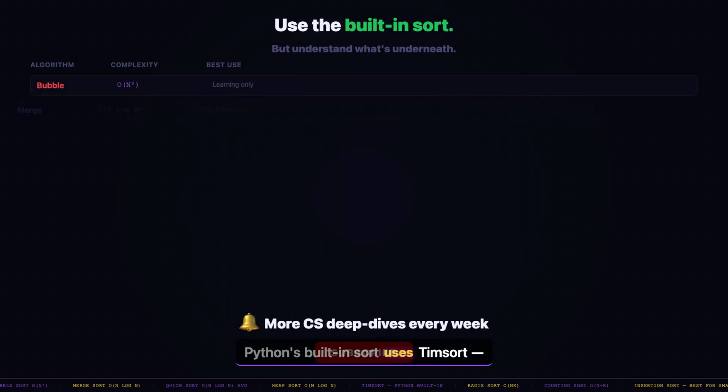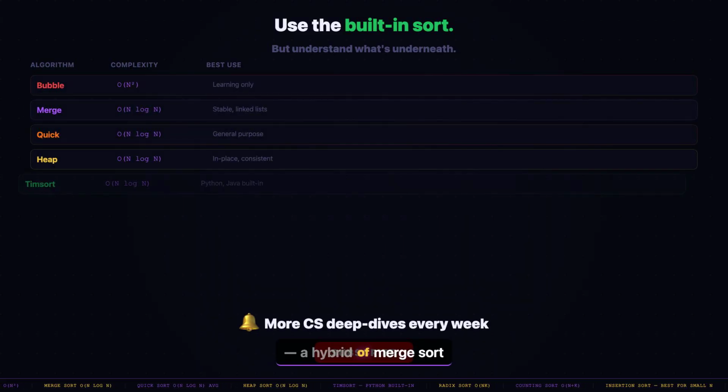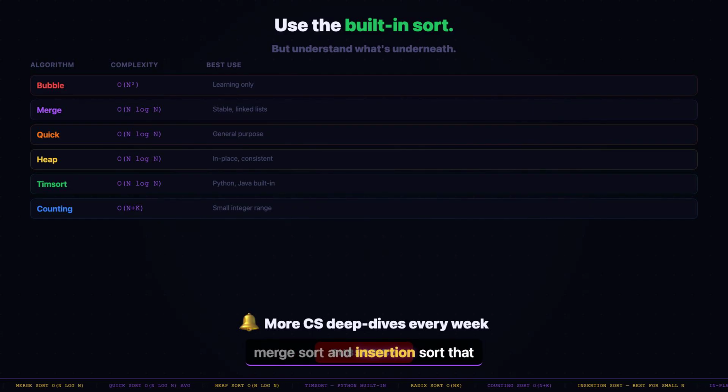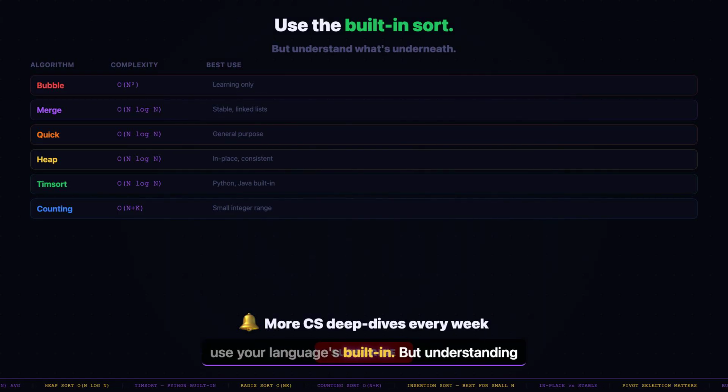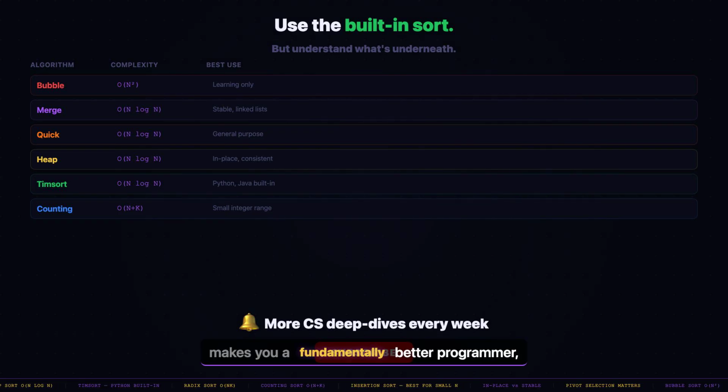Python's built-in sort uses timsort, a hybrid of merge sort and insertion sort that exploits naturally ordered runs in real data. Java's array sort uses dual pivot quicksort for primitives and timsort for objects. Sorting is solved. Use your language's built-in. But understanding how these algorithms work makes you a fundamentally better programmer, because the same ideas appear everywhere in computer science.